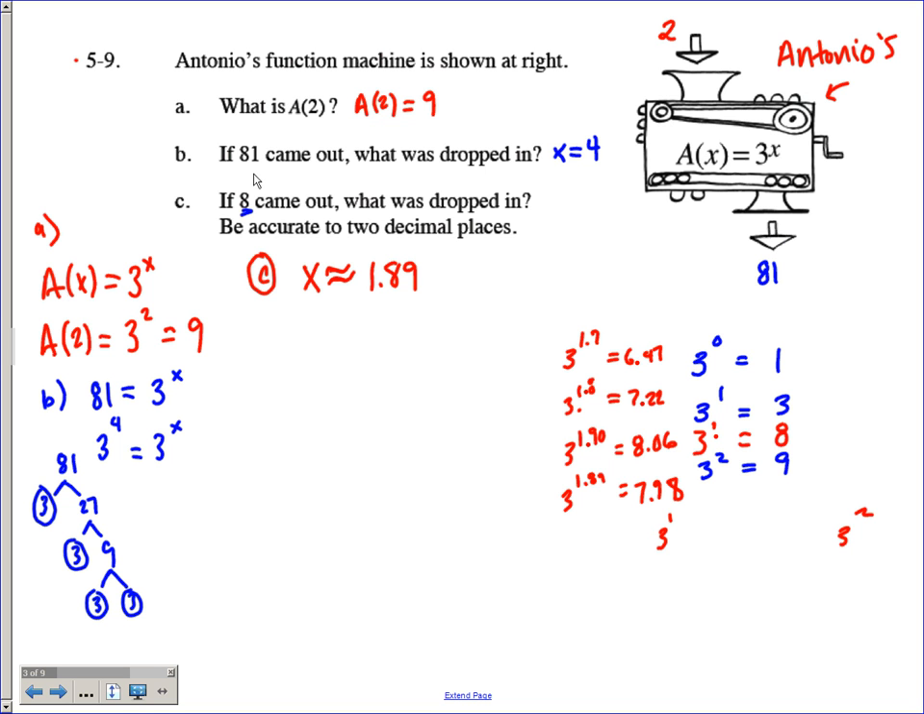So once again, this is problem 5-9. For letter A, we have a of 2 equals 9. For B, if 81 came out, what was our input? That was 4. And for letter C, what was the input to get an output pretty close to 8? That should have been about 1.89.